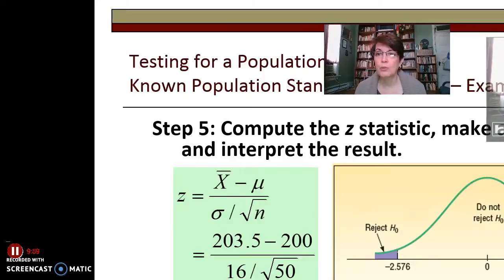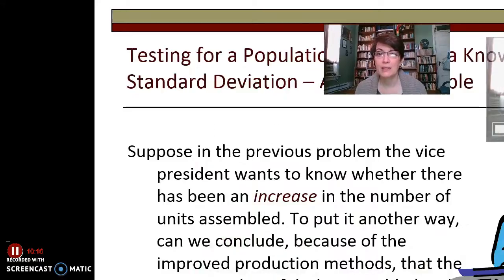So we can conclude that we have not done enough to change the mean of 200 desks per week, hour, day, whatever it was. We have not done enough to change that, whether in our methods or in hiring new people. So we have not rejected that that is what the mean still is.